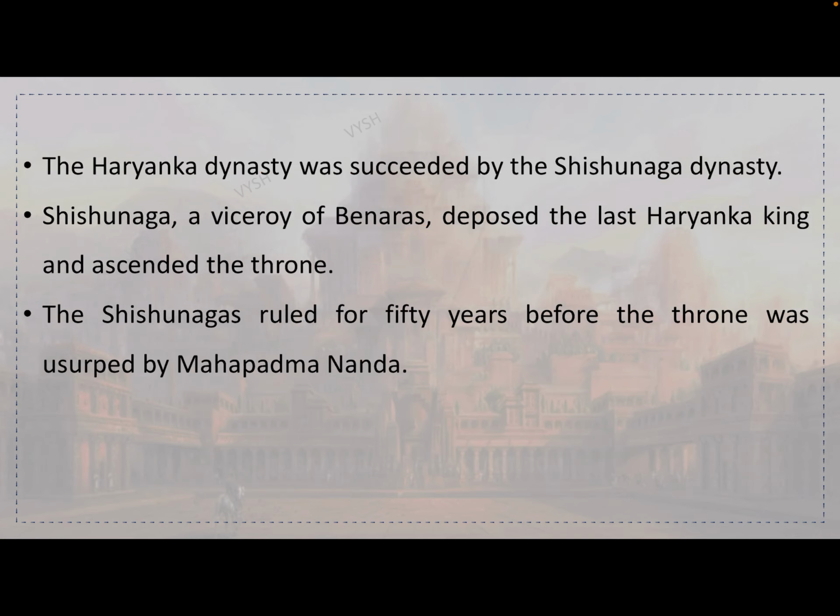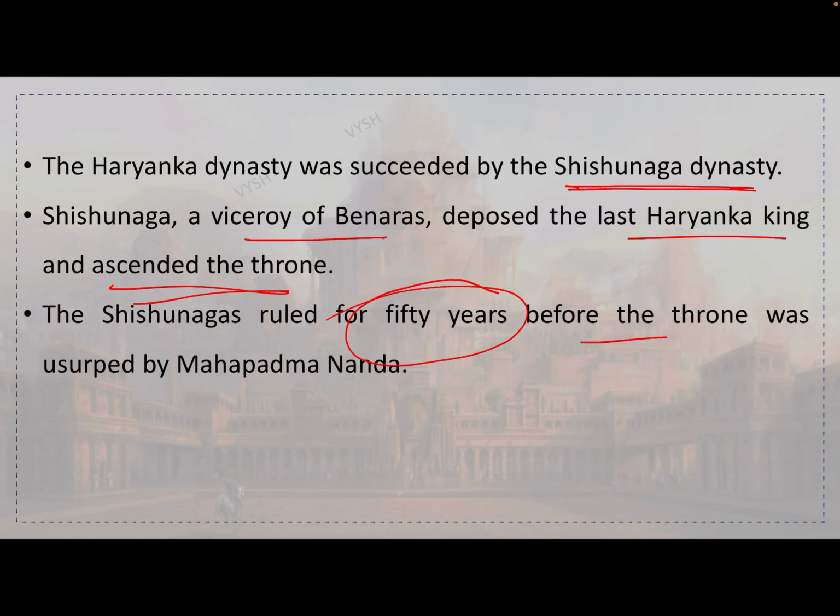The Haryanka dynasty was succeeded by the Shishunaga dynasty. Shishunaga, a viceroy of Benares, deposed the last Haryanka king and ascended the throne. The Shishunagas ruled for 50 years before the throne was usurped by Mahapadmananda from the Nanda dynasty.